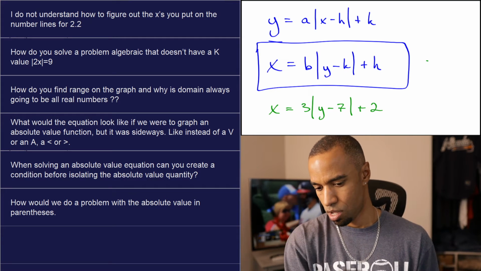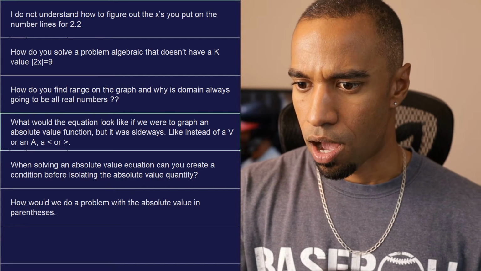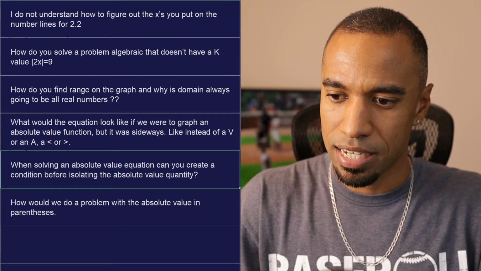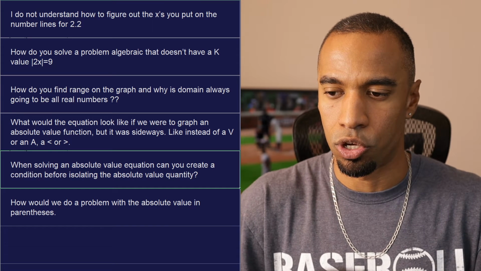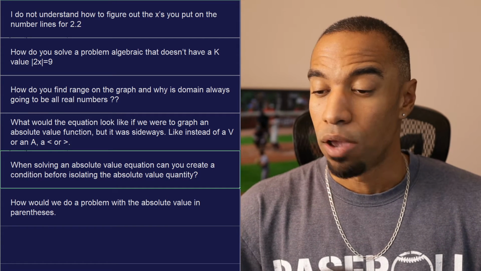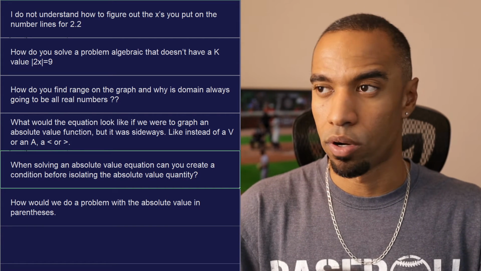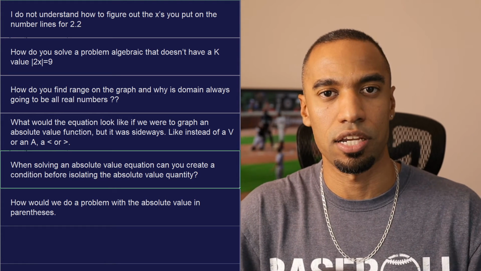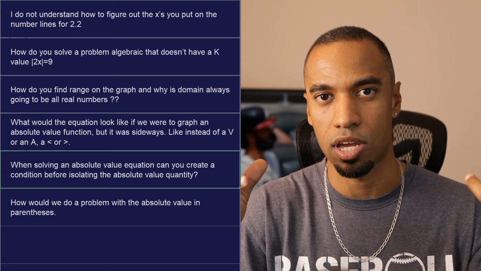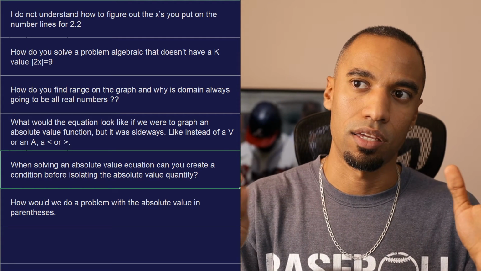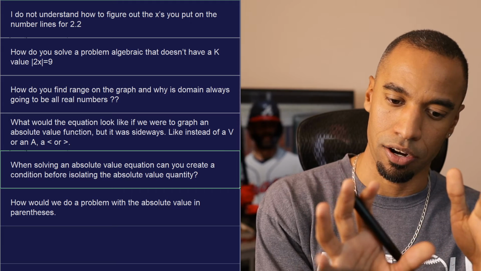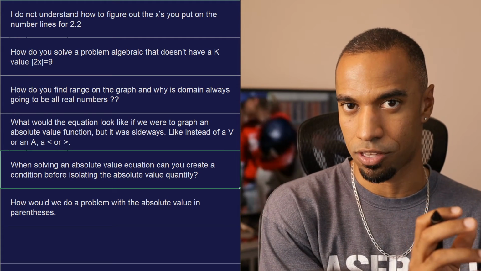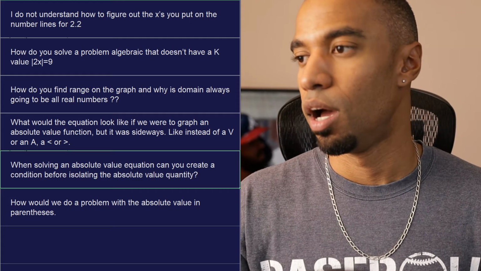All right, 1 second. Okay, next question here. 2 more. When solving an absolute value equation, can you create a condition before isolating the absolute value quantity? I wouldn't at all. So their question that they're asking is, when I use the term condition to my students, what I'm talking about is conditionally, what kinds of things can you put into here? If you put this thing in here, what would come out? Or should I say, if this comes out conditionally, what could be put in here?